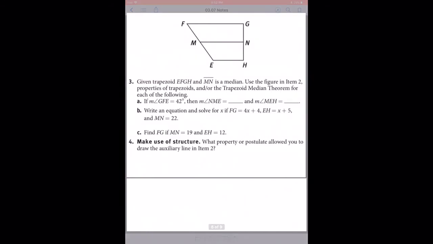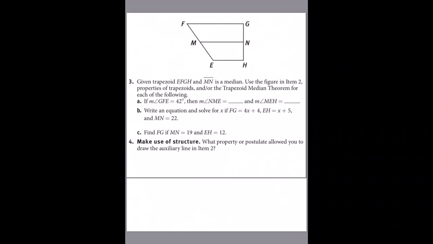So the next thing the book wants us to look at real quick, number 3, we have the same trapezoid.